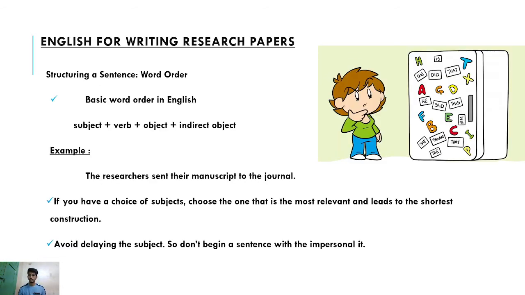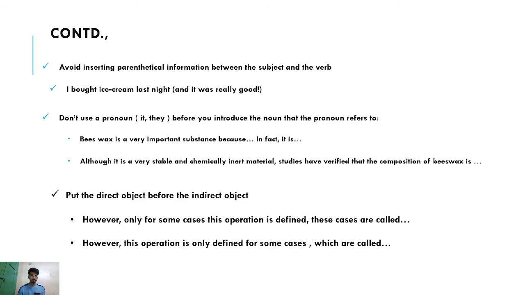English. The main content of report writing is English. We have to clearly make the reader understand what we are telling in the report. For that, grammar is very important. We have given some examples of how a sentence is structured. First, subject, verb, object, and the indirect object. This is the order of the sentence. These are some examples given.